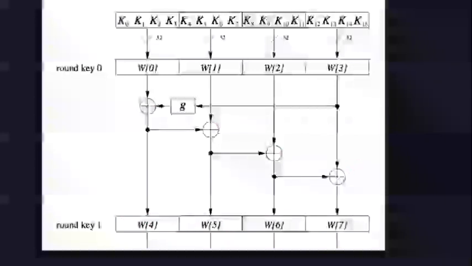Now, the only thing we didn't discuss in that video was the inner structure of this G function, which, remember, takes an input, which is a 32-bit block, and outputs a 32-bit block. So in this video, we'll discuss this function, what its structure is and what the function is doing to transform these 32 bits into another 32 bits. So let's look at that here.